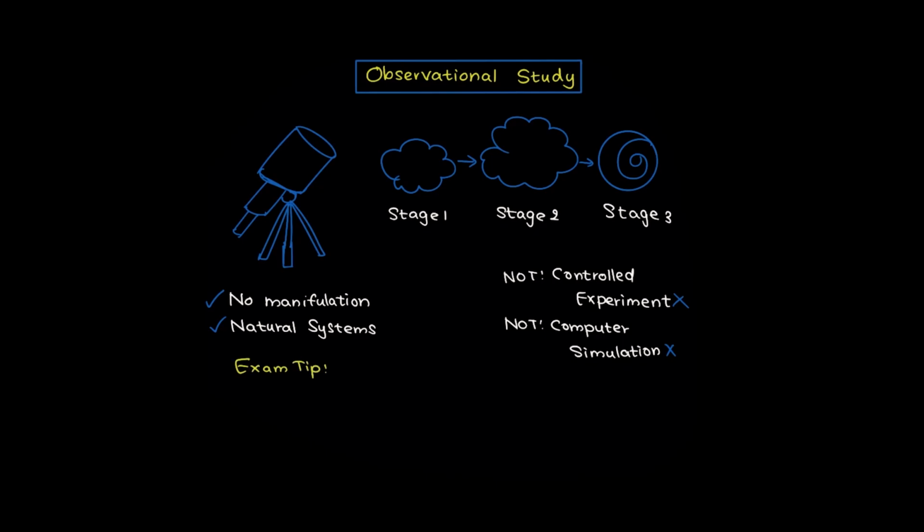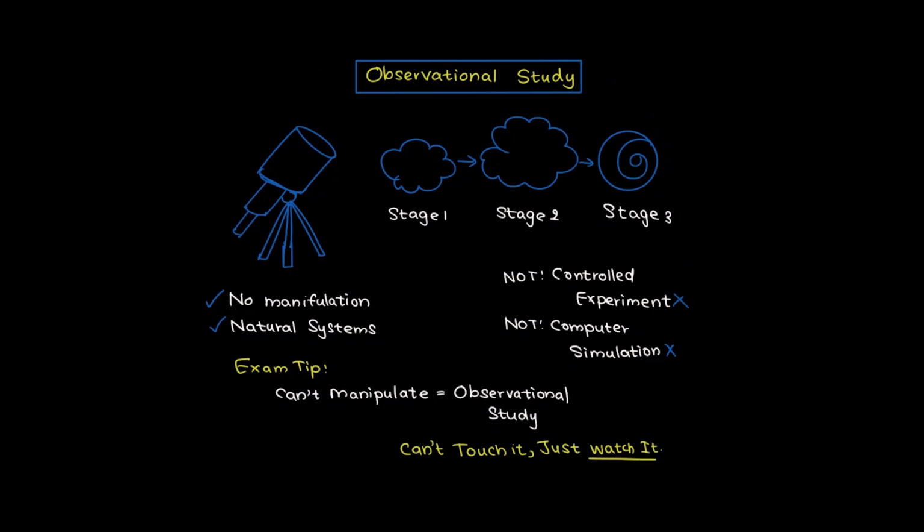Here's a WGU C165 OA exam tip for you. When a question says scientists cannot manipulate or cannot create something in a lab, the answer is usually observational study. The keywords observe, watch, or study natural systems signal this methodology. Quick recall hook: can't touch it, just watch it. If you can't manipulate it, you observe it.